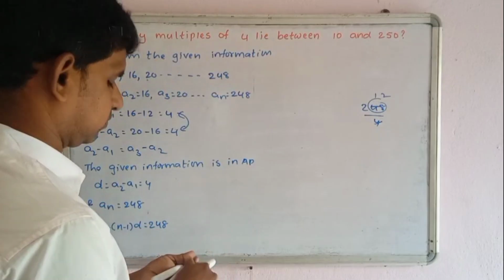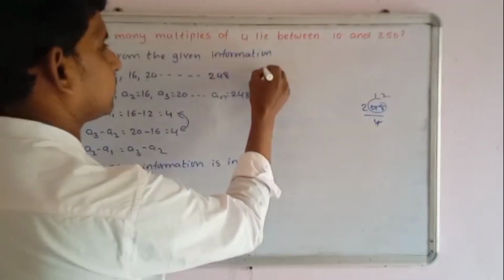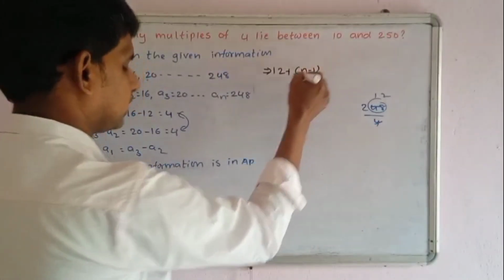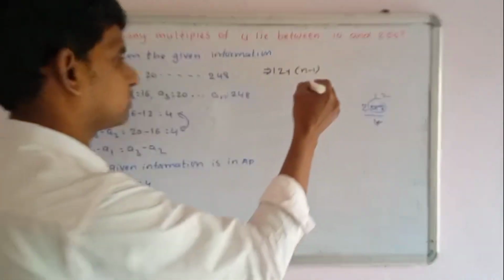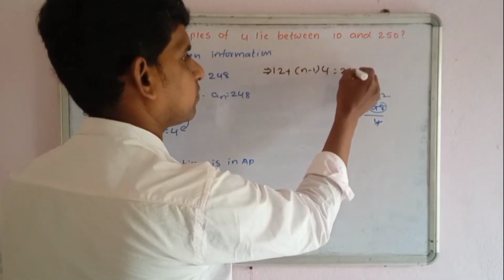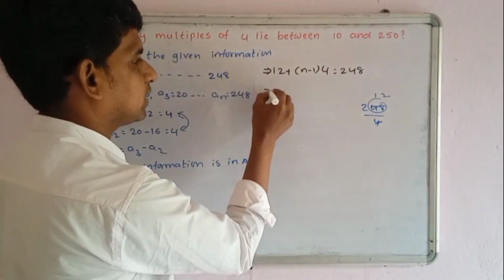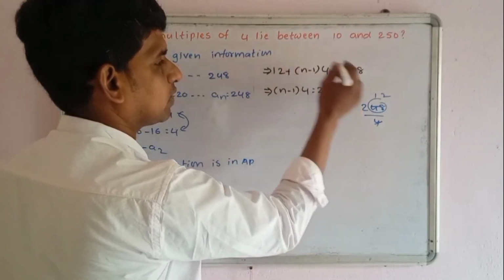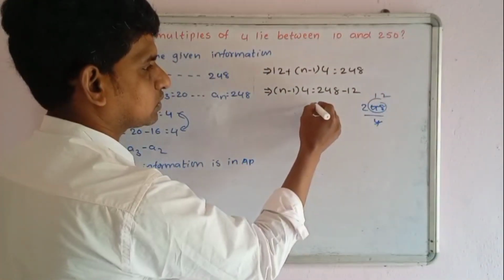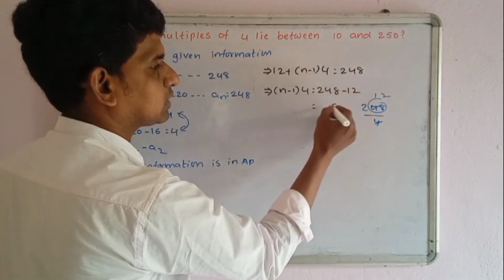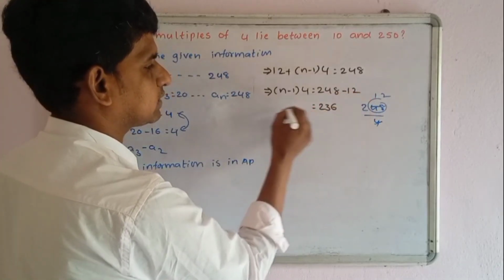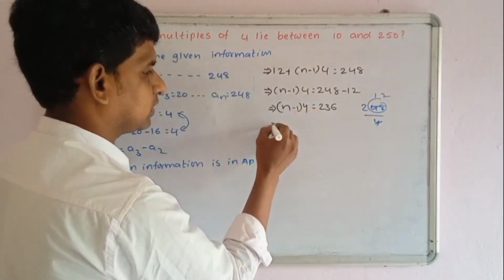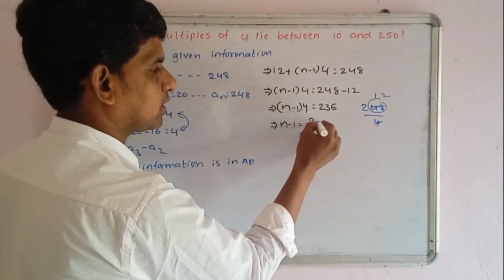So A1 is 12, plus N minus 1, D is 4. Common difference is 4, equals 248. So N minus 1 times 4 equals 248. 12 transposed to the right side becomes minus 12. So 248 minus 12 is 236. So N minus 1 into 4 equals 236. So N minus 1 equals 236 divided by 4.